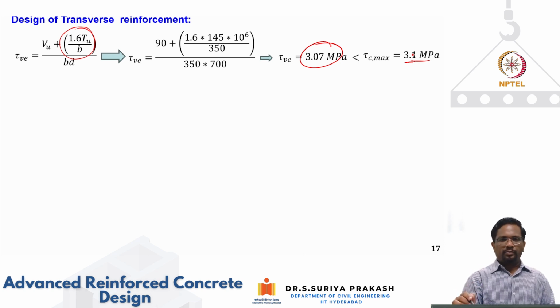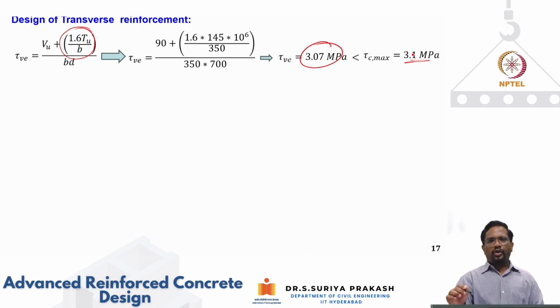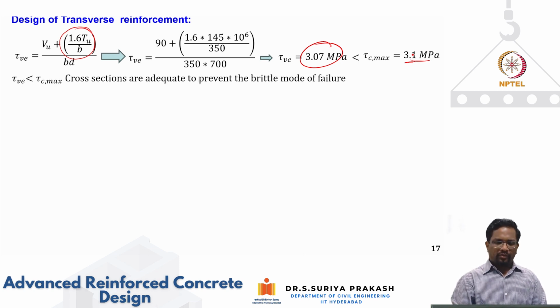Again, why is this limit put? We don't want concrete to fail in shear compression. So the code is prohibiting you from designing sections that are going to fail in shear compression. It will be a brittle mode of failure. So we are going to limit your tau E to be less than tau C max.